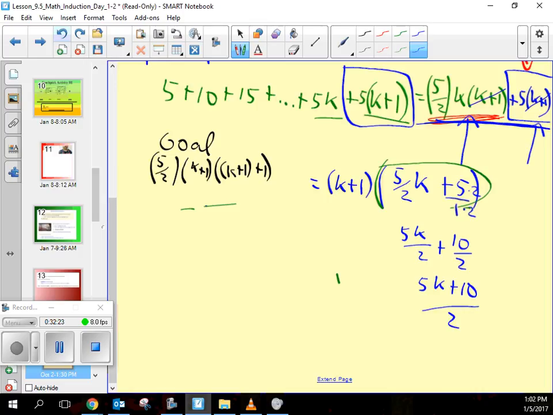Now can you see how to take the 5 over 2 out? I'm going to take the 5 out of the top. Anybody in here could have factored that 5 out. And now do you see that the 5 over 2 is out? You can do multiply.